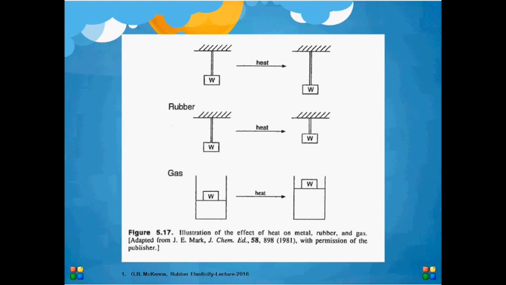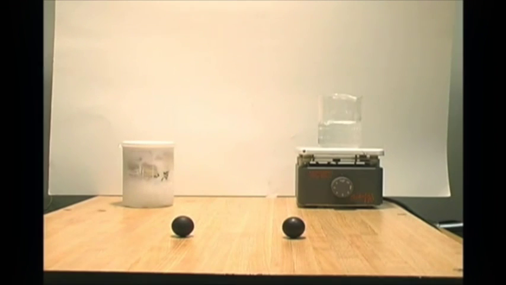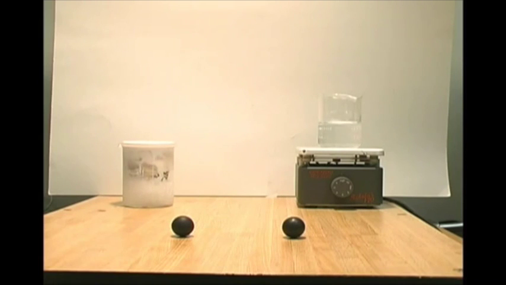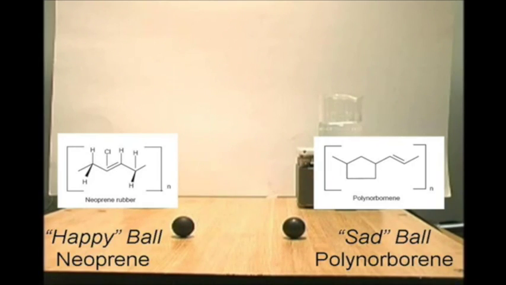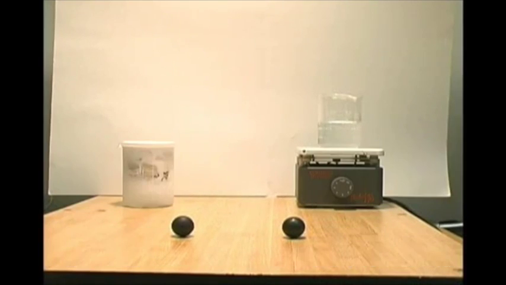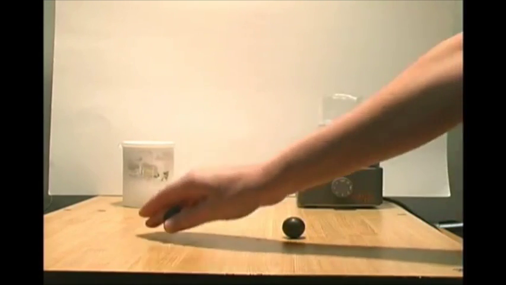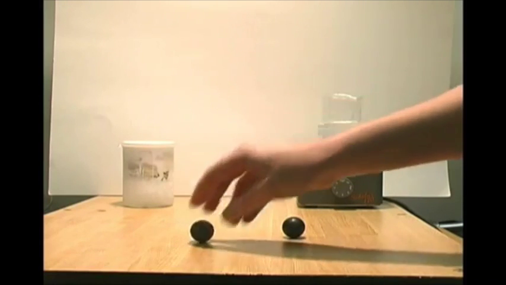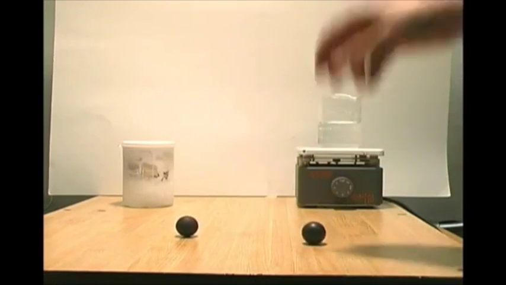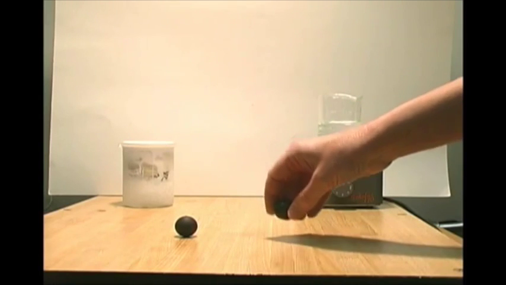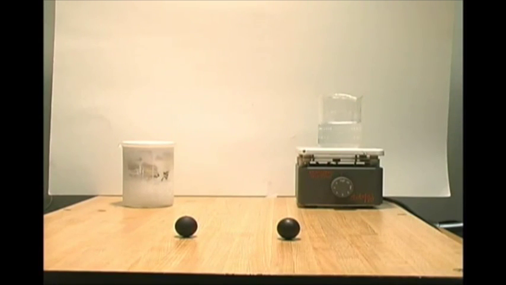Now, since the rubber will shorten when heated, what will happen if the rubber gets cooled down? Let's watch a video. We have two rubber balls, similar in appearance but of different compositions. The ball on the left is neoprene rubber. The ball on the right is a proprietary polymer which is near its glass transition temperature at room temperature and absorbs kinetic energy when bounced.